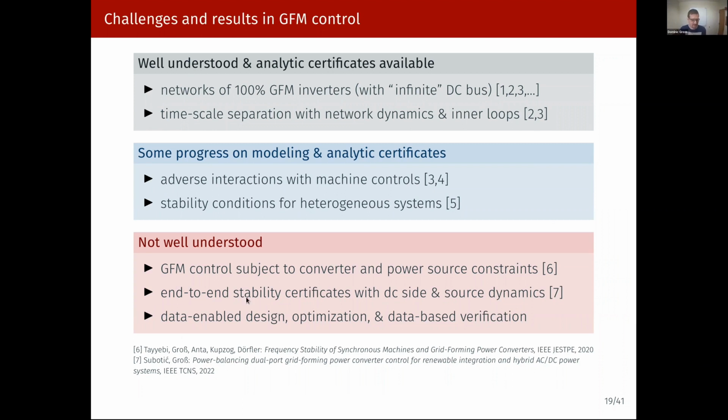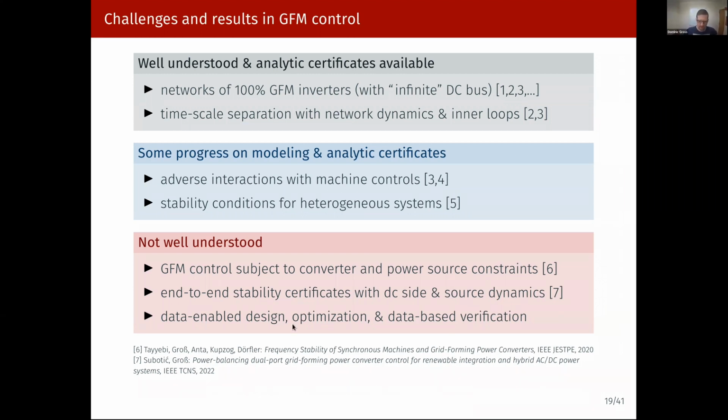Similarly, what's lacking is what I would call end-to-end stability certificates. Your system has machines, and the machine has a turbine governor system. The power converters interfacing the PV actually have PV behind it, or a wind turbine. And these things are not accounted for in the stability analysis, but we need to go end to end and not just cut it open at the converter and claim that, oh, there's enough generation behind it. We need to go from the generation sources to ideally the load.